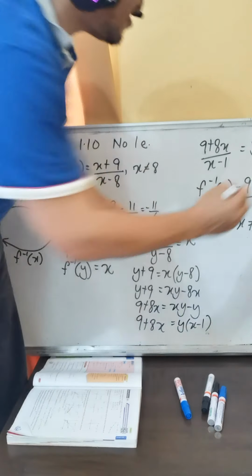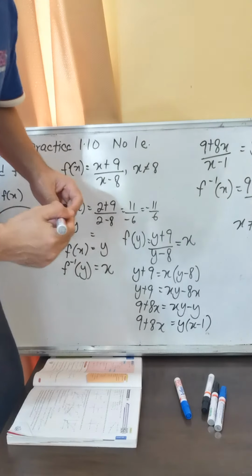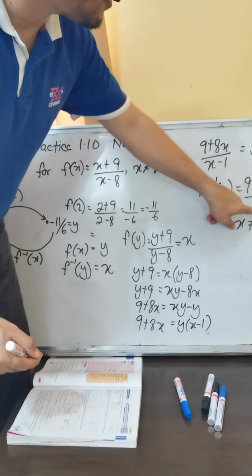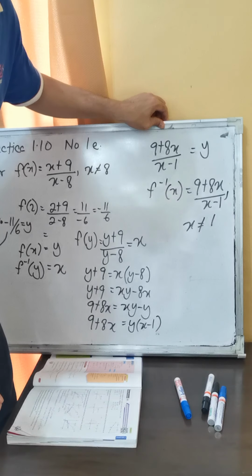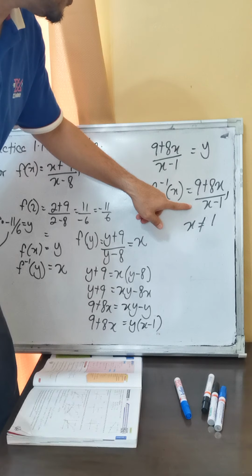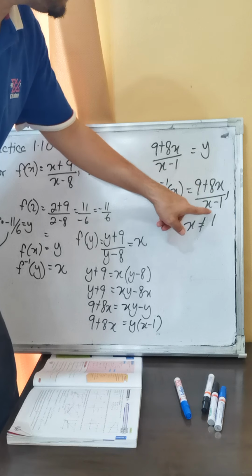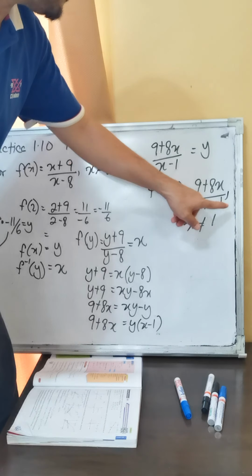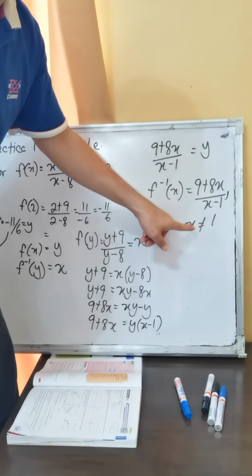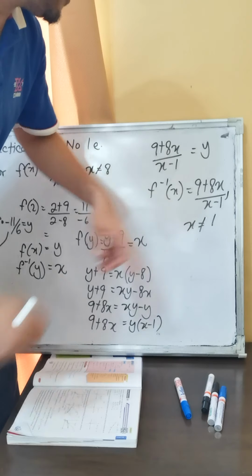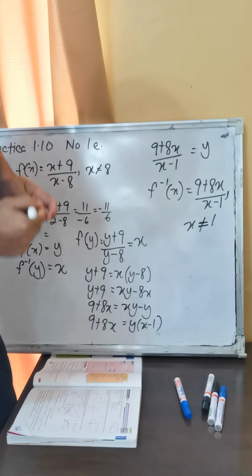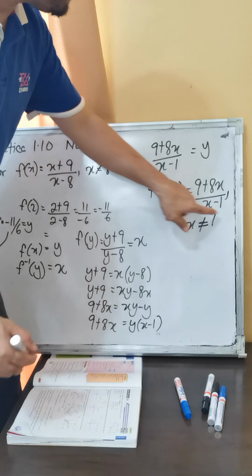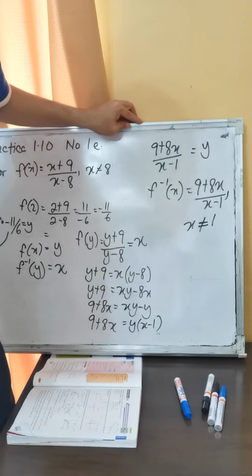Where did I get this? You just take the denominator and make it equal to 0. So x minus 1 equals 0, so you get x equals 1, but then you have to write down x cannot be 1. Okay, but if you don't write this, it's okay for a student, right?